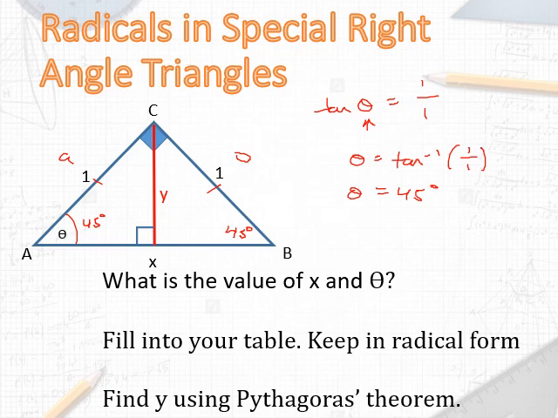All right, and then the other one was to solve for the value of X. So 1 squared plus 1 squared equals X squared. 1 plus 1 is 2. So square root of 2 is X.